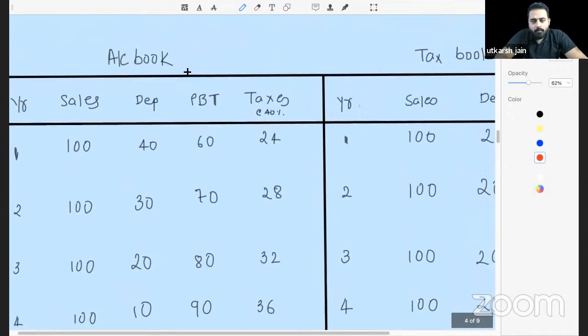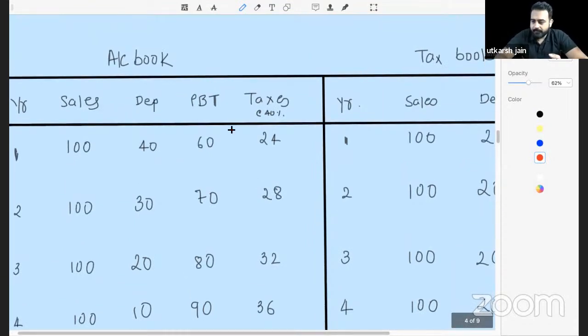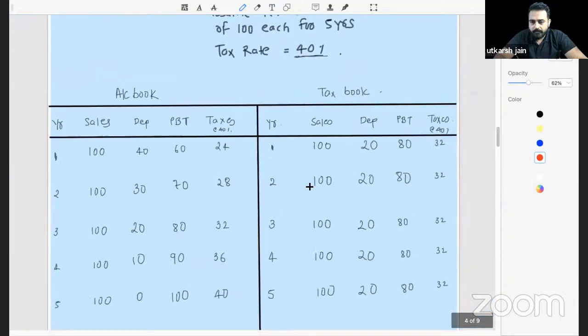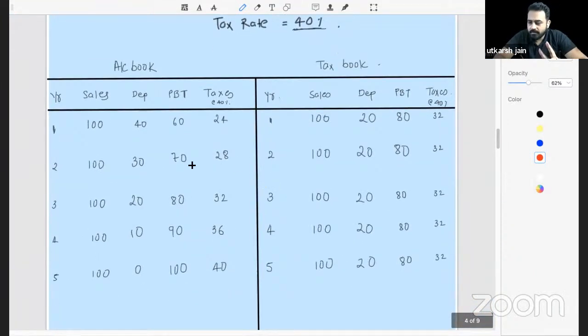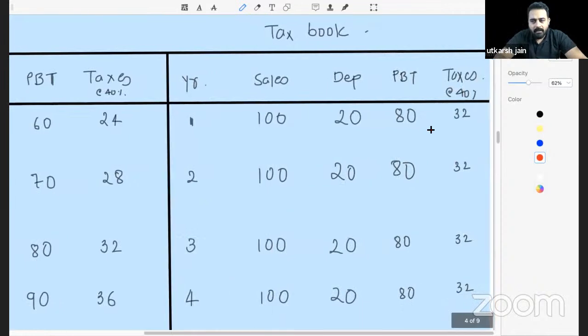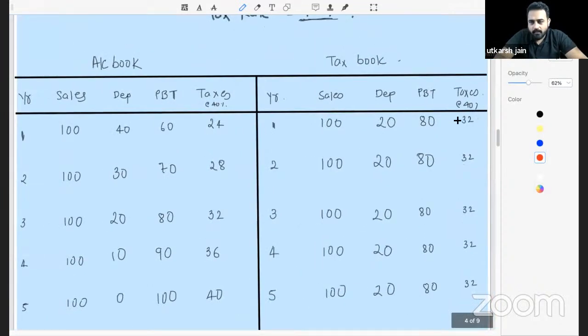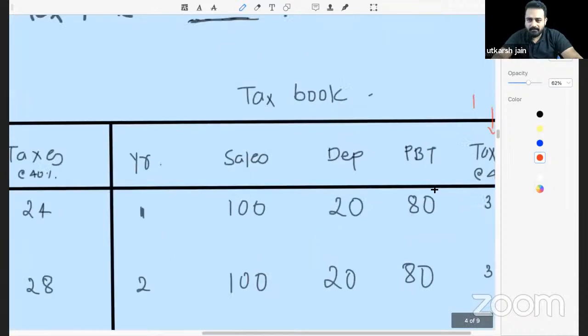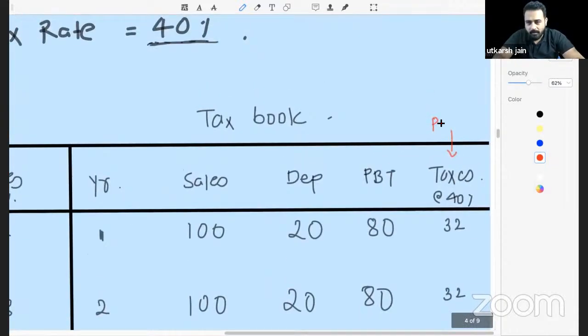Accounts book means how much I was supposed to pay. So I was supposed to pay 24 in the first year, but the amount that I actually paid was 32. So you want to think of this amount as paid. The correct word is payable, but just for simplicity, think of this amount as paid.